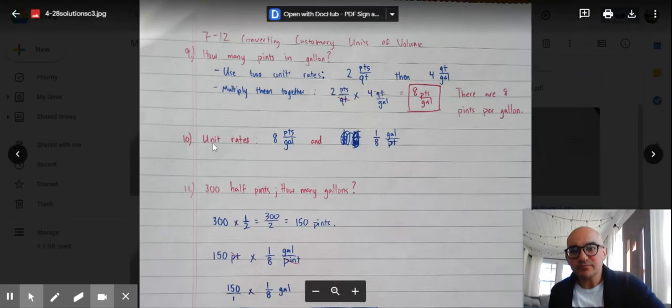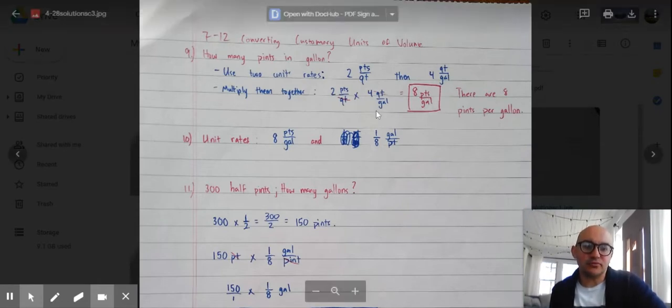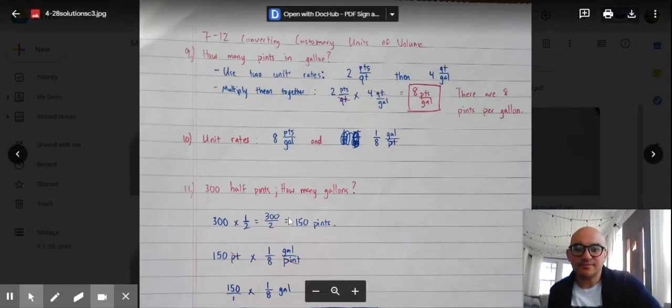Okay. Number 10, the unit rates here. Number 10 was just a quick write down of these unit rates. So once you get this answer, you can do a quick rewrite of the first one, 8 pints per gallon. And then the inverse of this, or the equivalent value, is 1/8 of a gallon per pint. So again, we just flip-flop this. Okay.